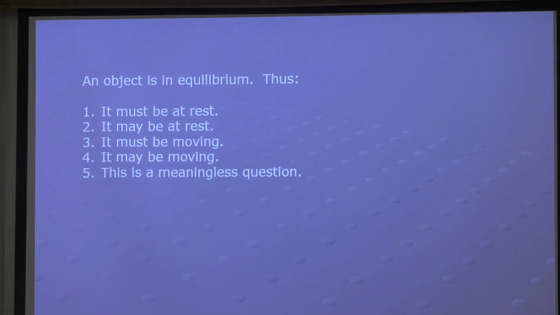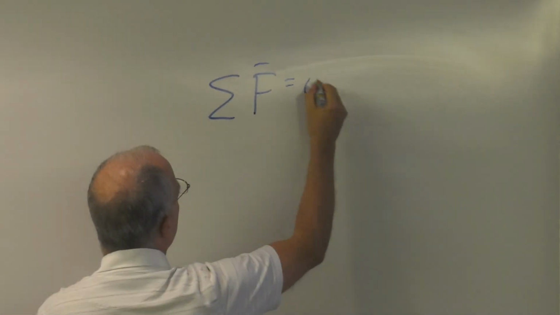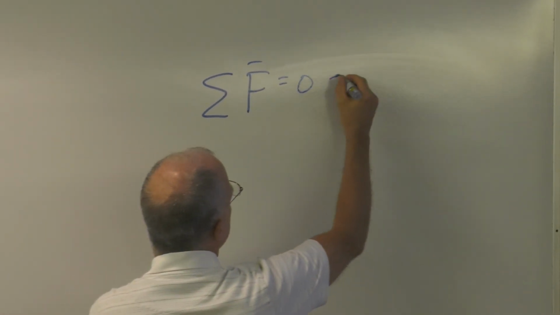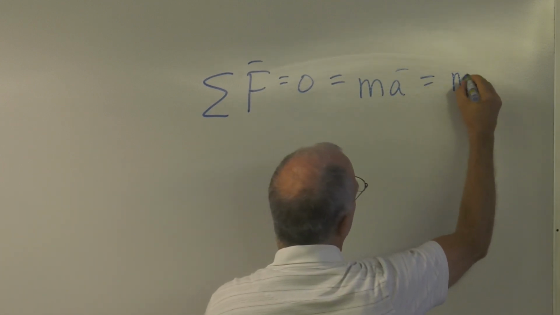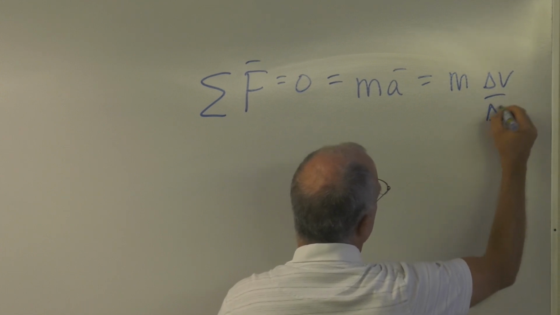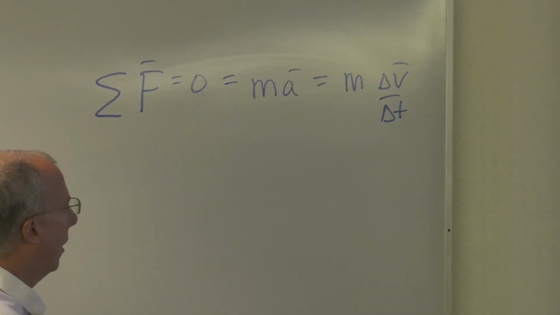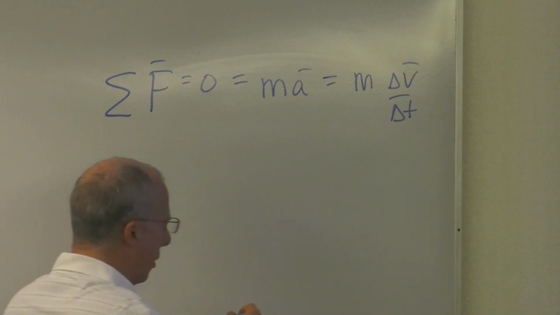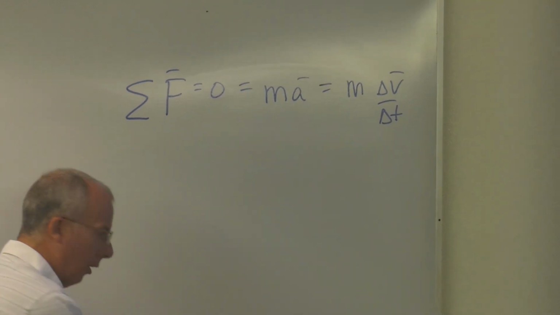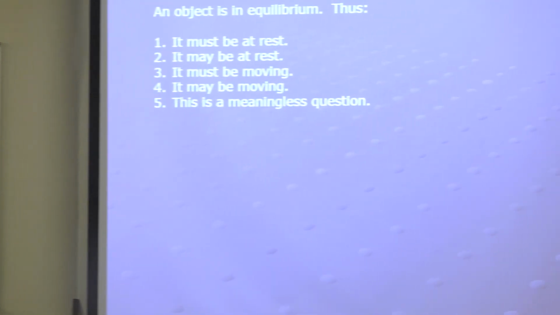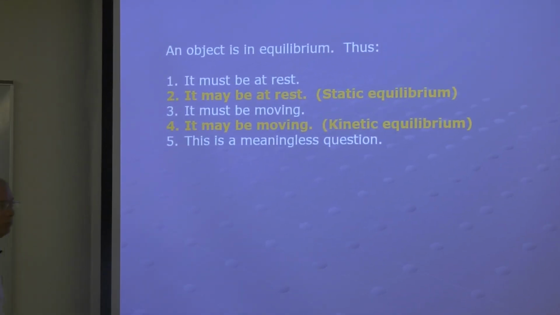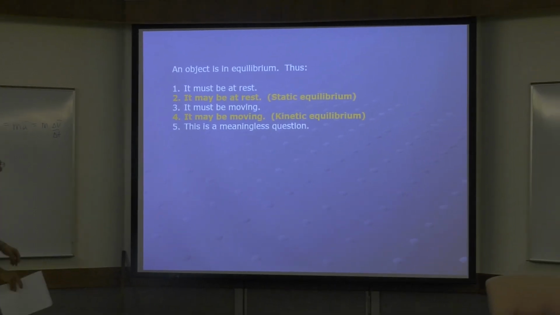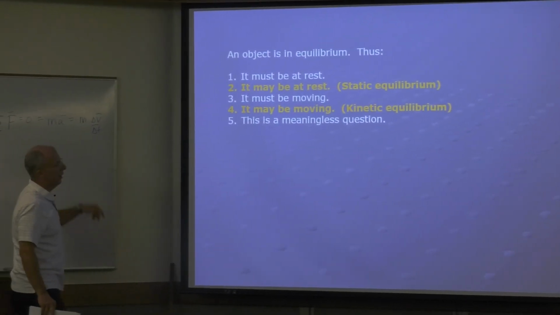Equilibrium just means that the sum of the forces equals 0. Well, that means that ma equals 0. That means that m delta v over delta t equals 0. So there's no change in velocity. That means the object may be at rest or it may be moving. We don't know. But the important thing is that the velocity is not changing.